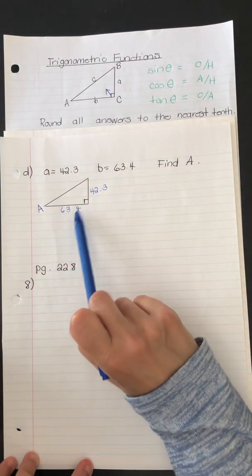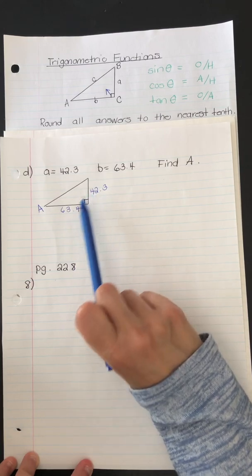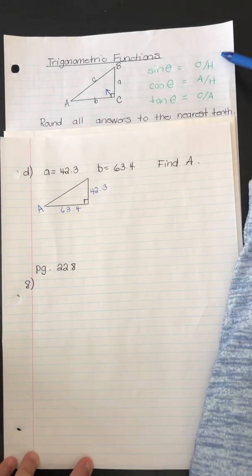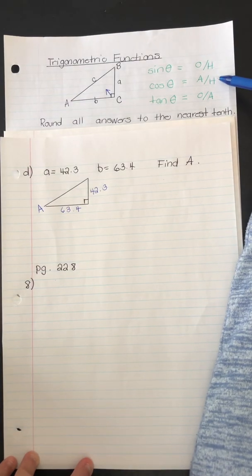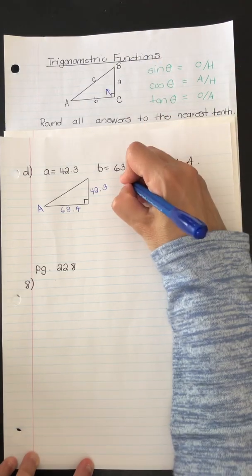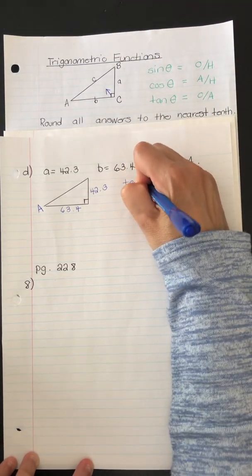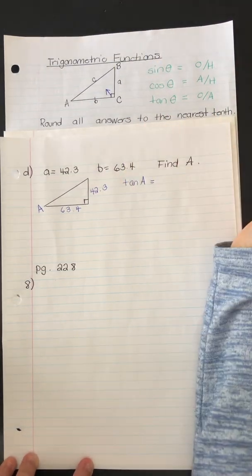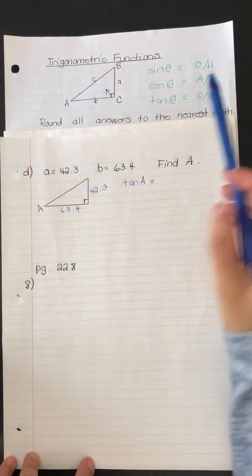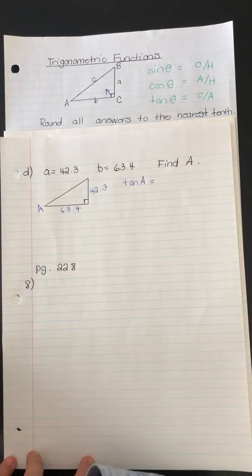The given sides do not include the hypotenuse. So we know not to use sine, not to use cosine. We're going to use tangent, the tangent of angle A. So that's how we're getting started. We make sure that we put the opposite side on top.